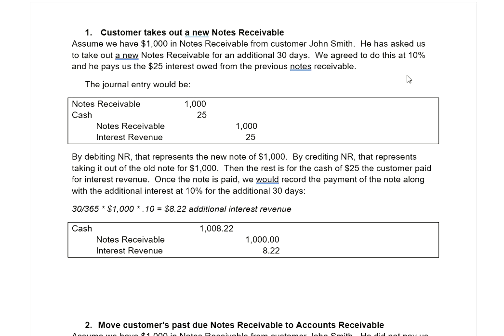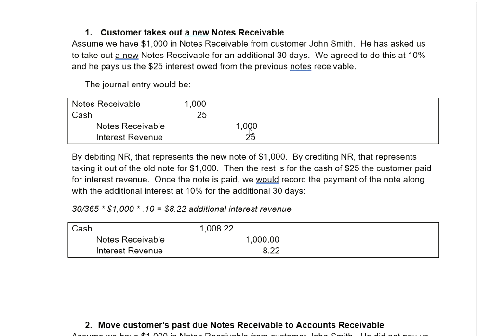Option 1, the customer takes out a new notes receivable. Let's assume that John Smith owes us $1,000 and at this point $25 in interest. He has asked for an additional 30 days to pay that notes receivable, and we've agreed to it at 10% interest. So what we have to do first of all is debit and credit notes receivable.